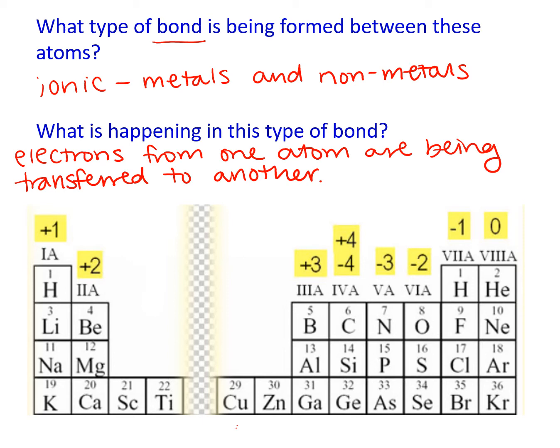So hopefully you picked that the metals are going to be the atoms that are losing the electrons, which is why they are having a positive charge, because they now have more protons than electrons. And hopefully you identified that the nonmetals are going to be the atoms that are gaining the electrons because they are gaining those extra negative charges, those extra electrons.